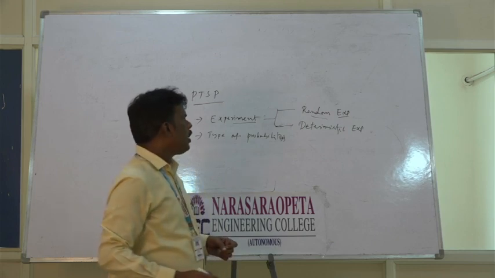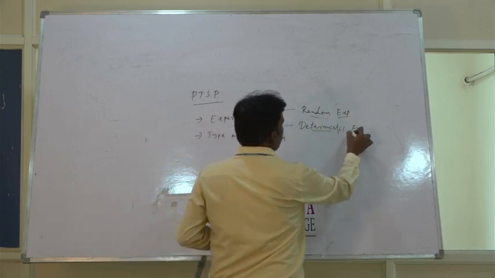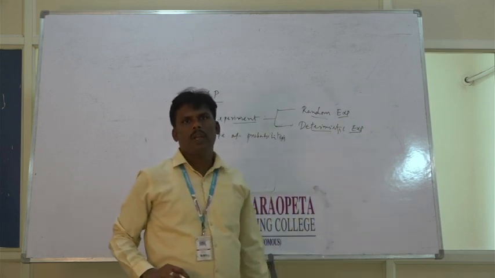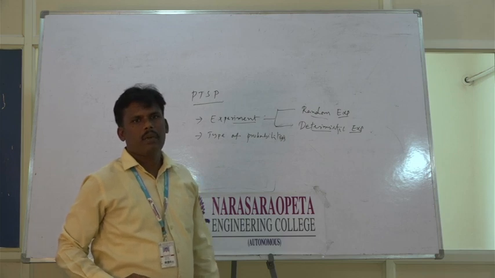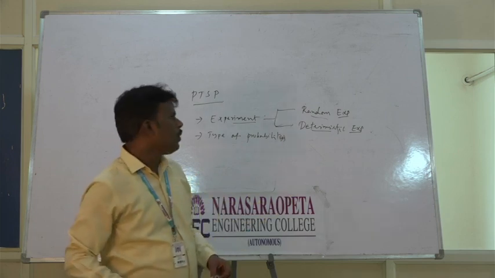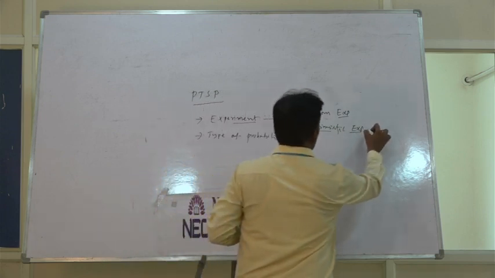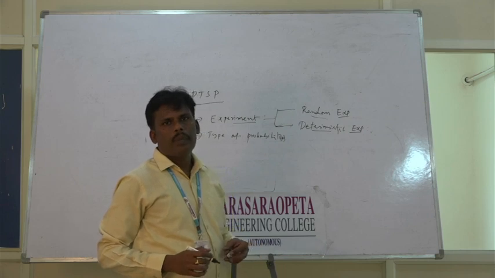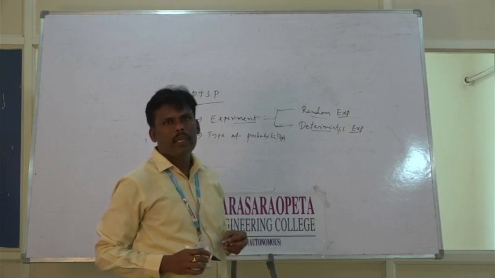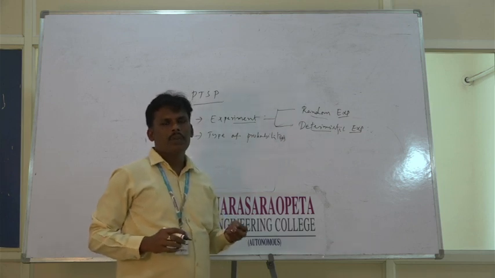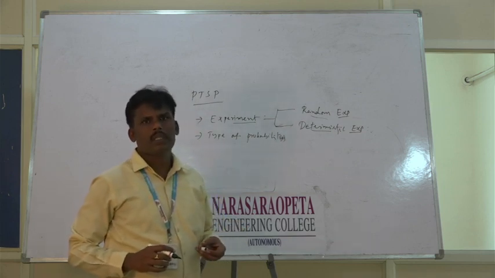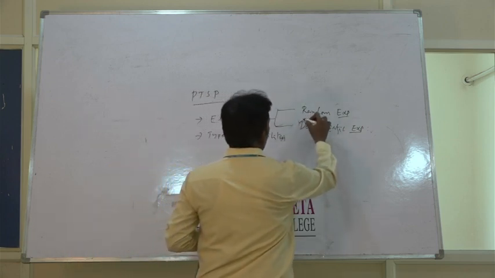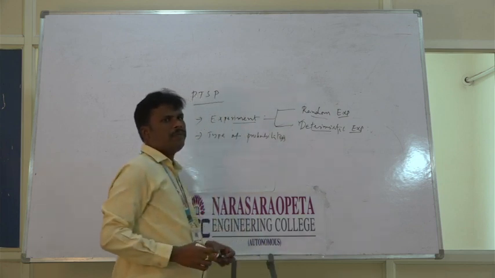Whereas a deterministic experiment means the outcome value can be predicted by doing the experiment. For example, throwing a stone from a pole. We know that due to the gravitational force it reaches the earth. So that is called a deterministic experiment.